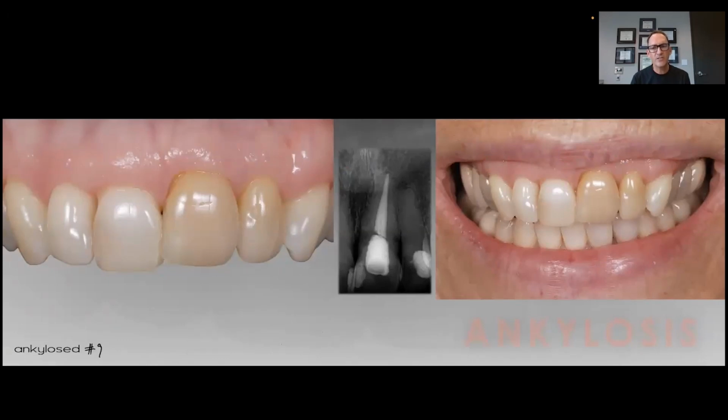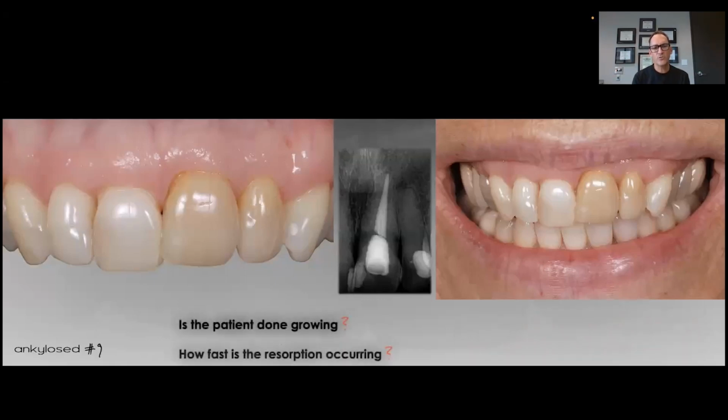Ankylosed number 9, the patient comes in to see me because she doesn't like her smile. She doesn't like the darkness of her left central lateral, and she doesn't like the asymmetry of the gingival margins of those two centrals. All right. So here's our two questions. How fast is the resorption occurring? Is the patient done growing?